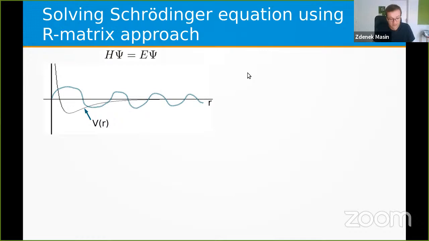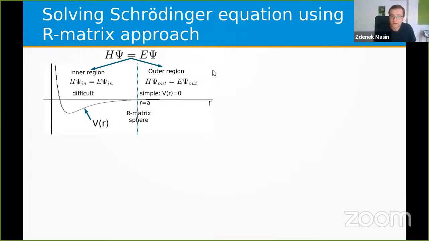Well, we realize that the whole problem can be split into two parts. One part is the inner region, that's the difficult part where the potential is non-zero. Then the outer part, which is simple, that's where the potential is zero. Because the Schrödinger equation is a differential equation, we can solve it separately in different parts of space and then join it at the boundary, which is called the R matrix sphere. The simple solution is known explicitly, or at least its form is known explicitly. We know that in the outer region, it's some combination of the Bessel functions.